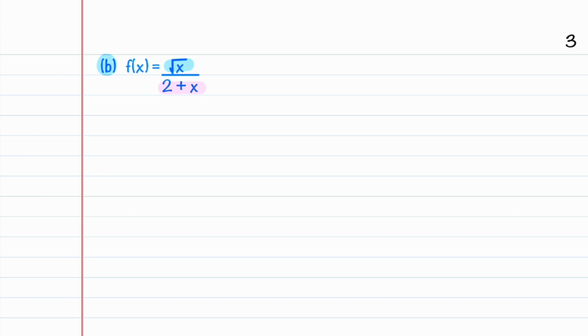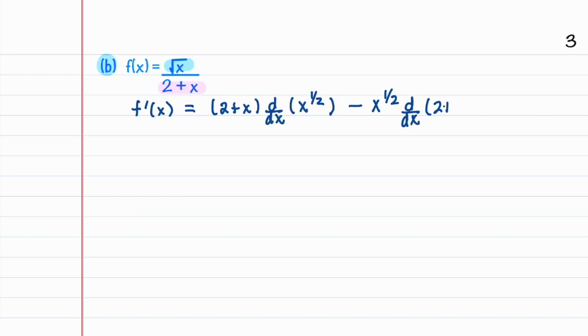We're going to use the quotient rule, and it tells us that f prime of x is the bottom term, 2 plus x, times the derivative with respect to x of our top term. And I'm going to write the square root of x as x to the 1/2 because it's going to make it easier to take the derivative if we write it that way. And then we subtract off the top term, x to the 1/2, times the derivative of the bottom term, which is 2 plus x, all divided by the bottom term squared.